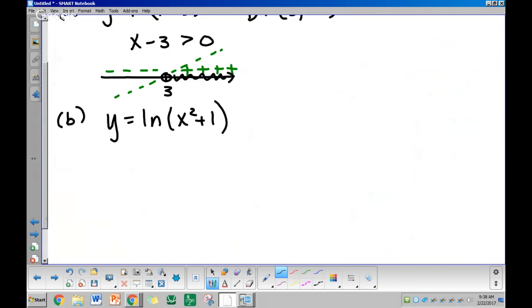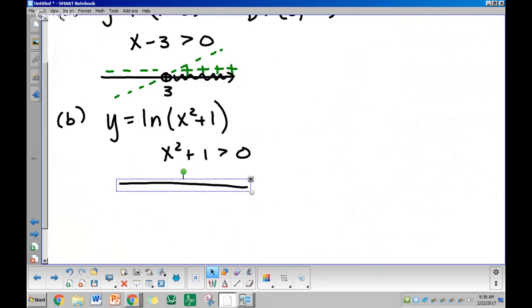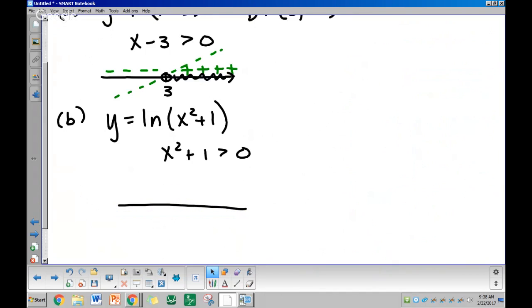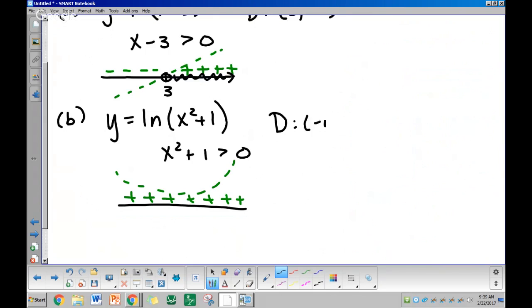I know, but we're going to do that. X squared plus 1 has to be greater than 0. Does this have any zeros? No. So what kind of parabola is it? A floater. It's a floater, so where does it live? Above or below? Above. And so my sign chart is all positive, right? So the domain is all real numbers.